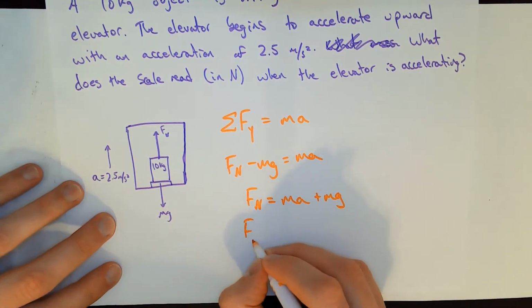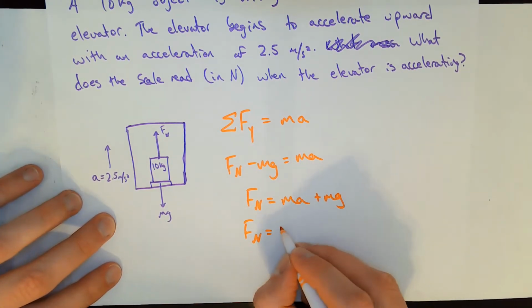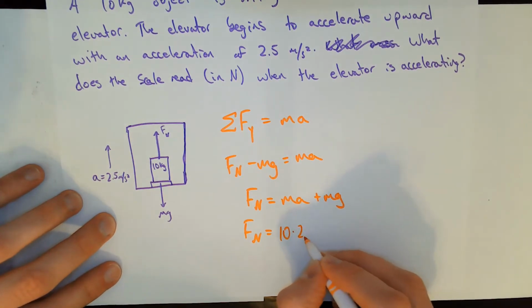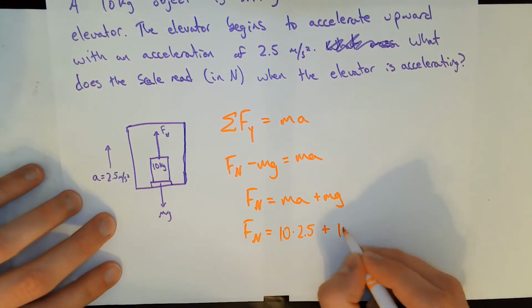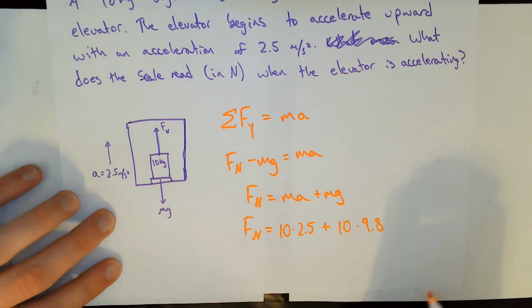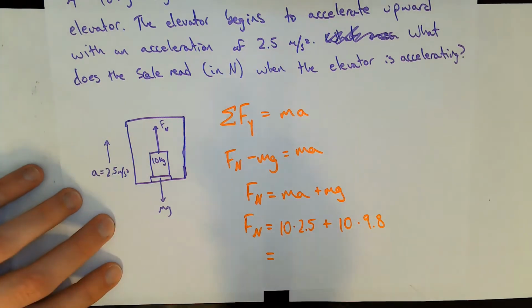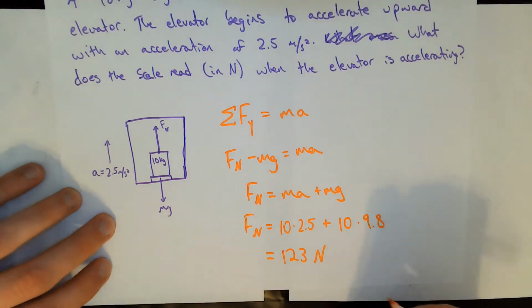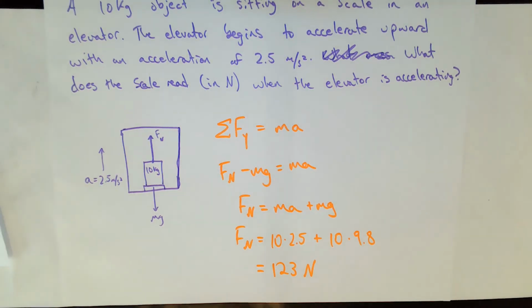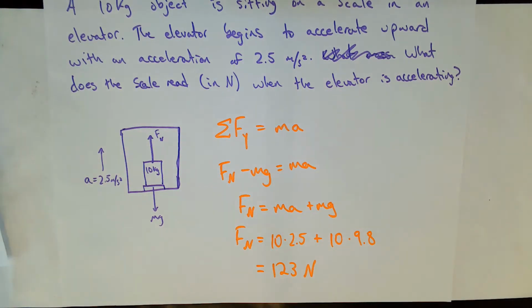My normal force should be 10 kilograms times 2.5 meters per second squared plus 10 kilograms times 9.8, which is going to be 25 plus 98, so 123 newtons. So the upward acceleration added an extra 25 newtons.